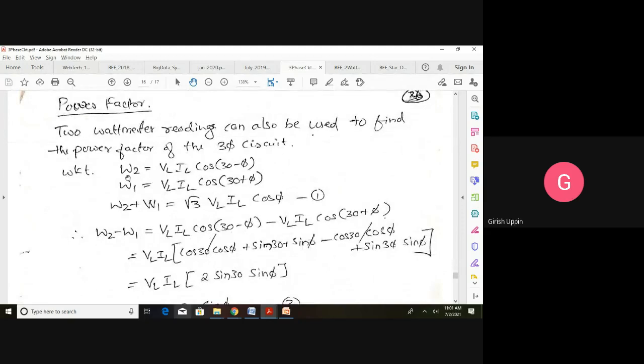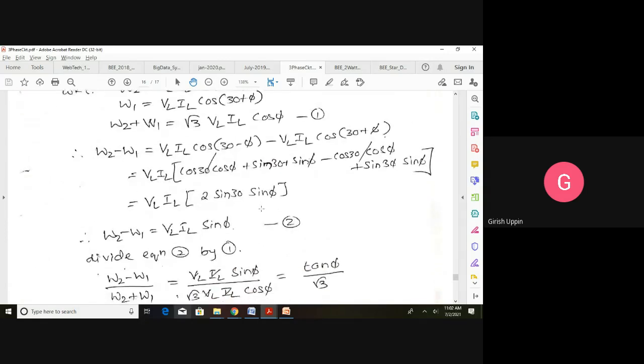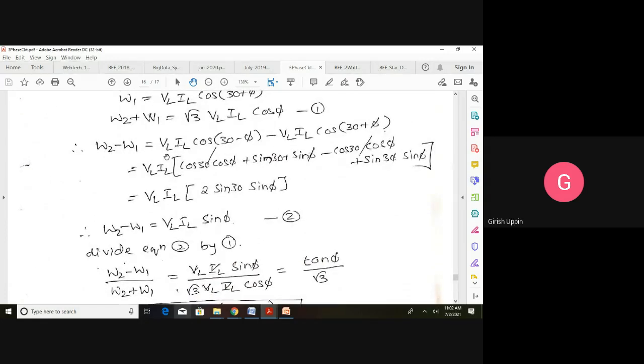So we already know W2 is VLIL cos(30 minus φ) and W1 is VLIL cos(30 plus φ), and we also know W2 plus W1 is root 3 times VLIL cos φ. Now we will calculate W2 minus W1. So what we will get? VLIL, we expand this: cos 30 cos φ plus sin 30 sin φ, minus cos 30 cos φ, and it would be minus sin 30 sin φ. Minus of minus becomes plus.